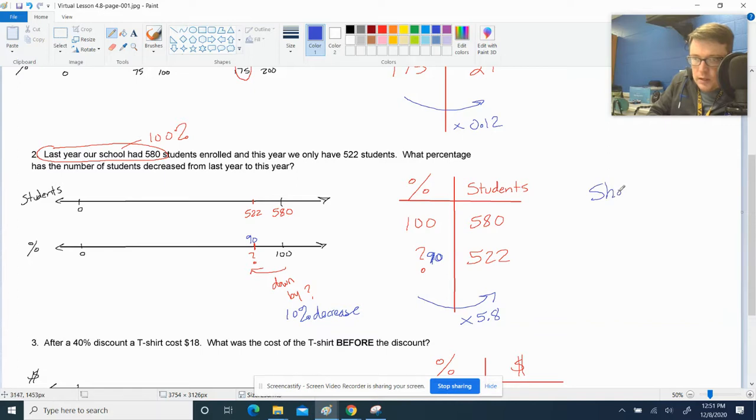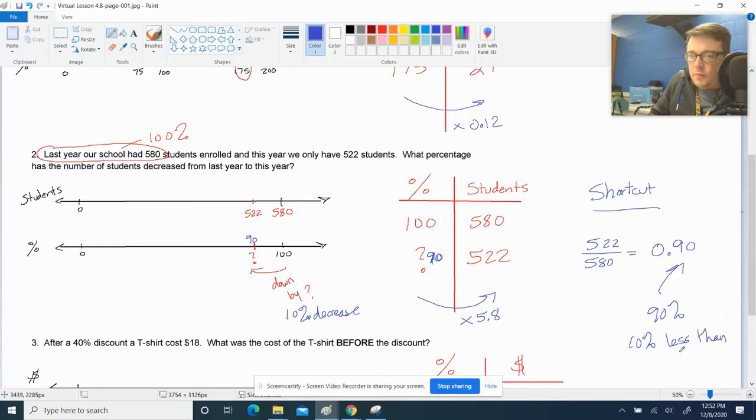A way you could have gotten this answer much faster, okay? A shortcut for this would have been to take the two numbers that are involved and divide them. And when you divide 522 divided by 580, you get 0.90. And then you could interpret this as 90%, which is 10% less than 100, right?